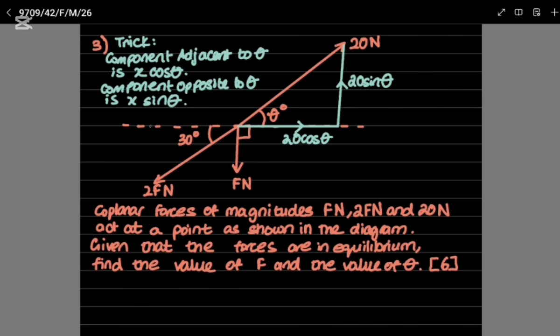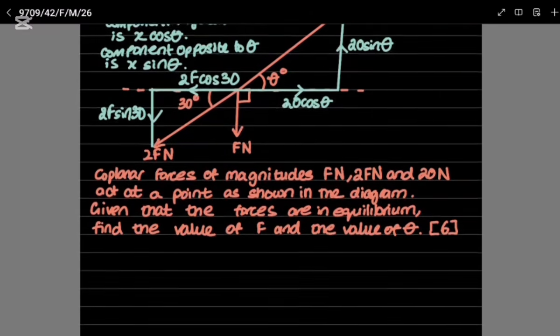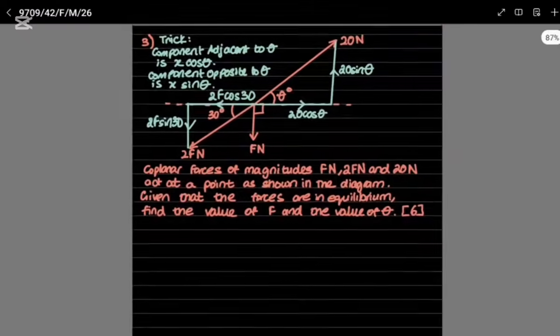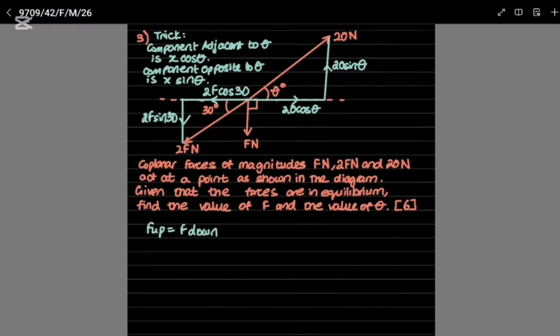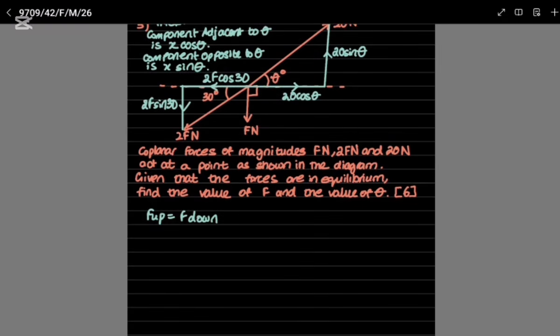Now the same over here for the 2F Newton force. This is going to be 2F cos 30, this is going to be 2F sine 30 because it is opposite to the angle. See, it's opposite here. So I hope you get it. Now it's in equilibrium. What does this mean? This means that F up is equal to F down. The forces upwards is equal to the forces acting downwards.